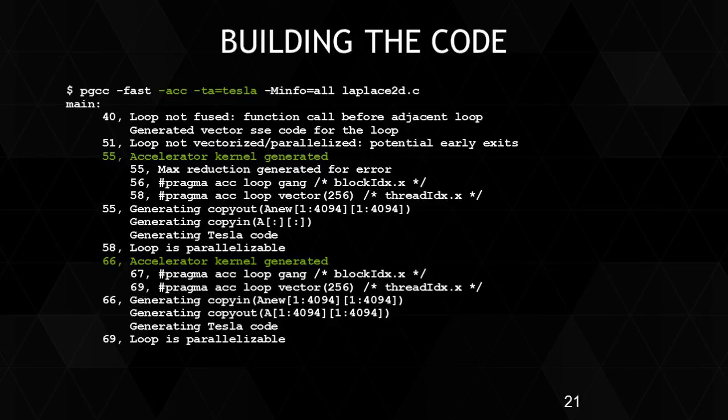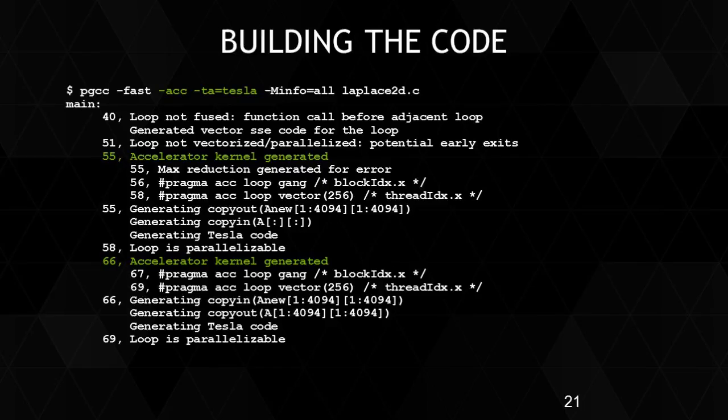The other thing to note here is I've added this -minfo flag, and that's telling the compiler, inform me what you've done to the code. And that's what prints out all of these extra lines down below. And the 2 that I've highlighted in green are the most important ones right now. That is telling me that on line 55 and line 66, which is where I've added those pragmas, it's generated an accelerator kernel. So I know it's looked at my code and it's generated code for the device.